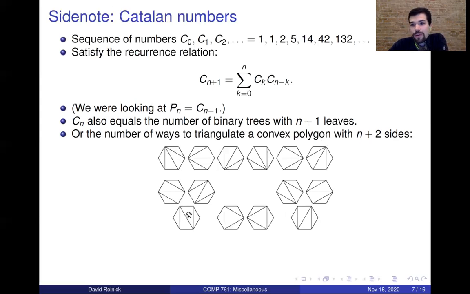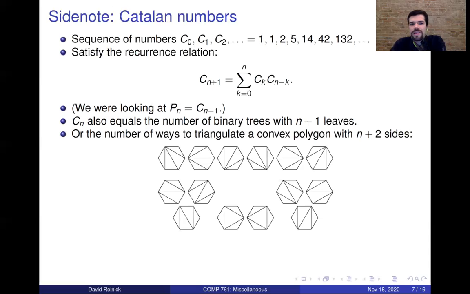You're always going to have the same number of triangles. You're always going to have 4 triangles if you're triangulating a hexagon. And there are many different ways for those triangles to arrange themselves. I particularly like these ones. They're very pretty. Yeah, sorry, there was a comment. I'm just looking at the comment.